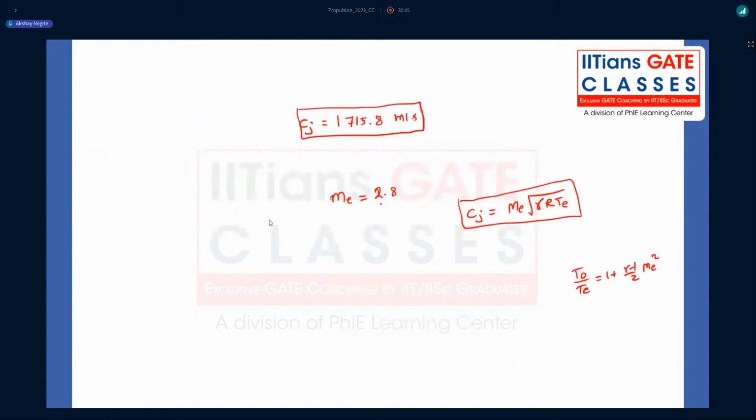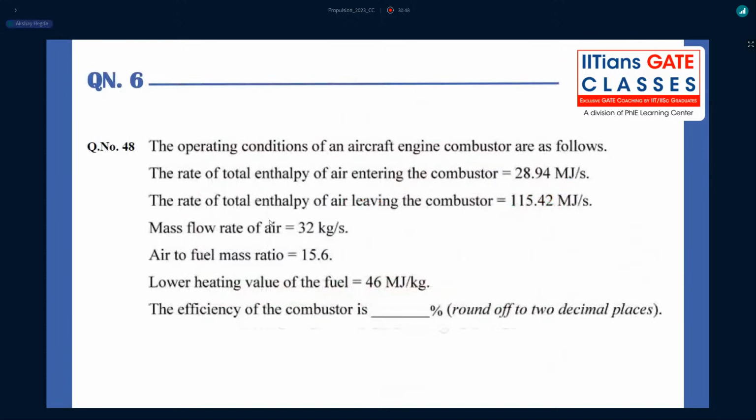Okay, so let us move on to the next question. Operating conditions of an aircraft engine combustor are as follows. The rate of total enthalpy of air entering the combustor is 28.94 megajoules per second. The rate of total enthalpy of air leaving the combustor is 115.42 megajoules per second. Mass flow rate of air is 32 kg per second. Air to fuel mass ratio is 15.6. Lower heating value of the fuel is 46 megajoules per kg. The efficiency of the combustor is?